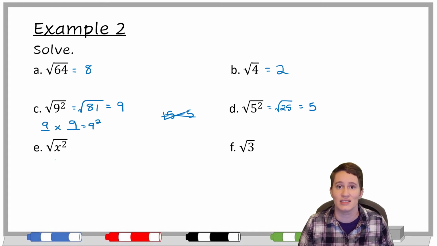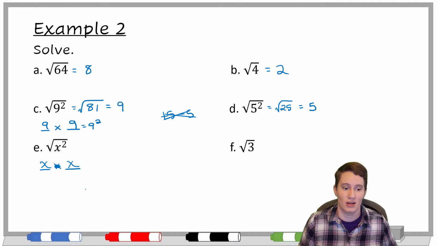E, what is the square root of x squared? So we can't think of what x squared actually is because we don't know what x is. And this is where using a dot would be helpful for multiplication. But basically we're saying what times what gives me x squared, where it's the same thing twice. Well, it would have to be x times x, right? X times x would give us x squared. We're finding the square root of x squared. So our answer is x.